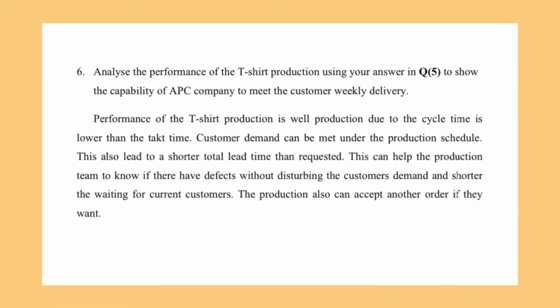Cycle time is the adjustment to the t-shirt printing production time in order to meet customer demand. The last question is question number 6. Question number 6 is analyze the performance of the t-shirt production using your answer in question 5 to show the capability of APC company to meet the customer weekly delivery.